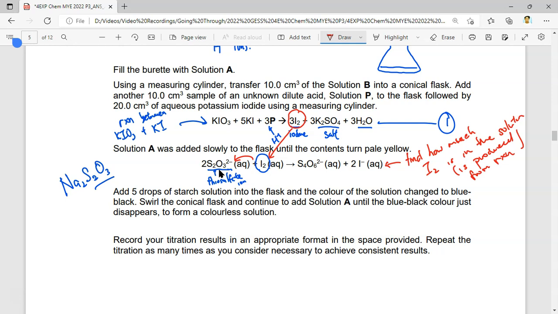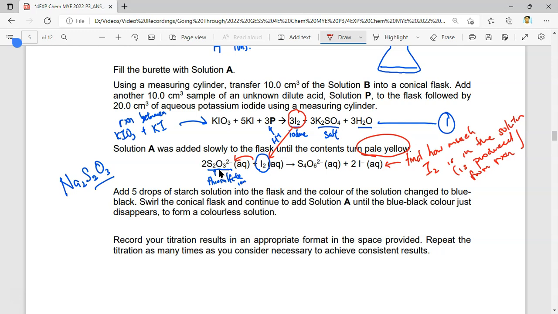I know the reaction looks weird, and you may wonder what exactly is happening. So take it step by step. The reaction is happening, and the iodine produced is now titrated against my thiosulfate. They tell you what's happening: you add it slowly to the flask until the contents turn pale yellow. I may not know why it turns pale yellow, but never mind. Just take it as some of the steps that you must observe.